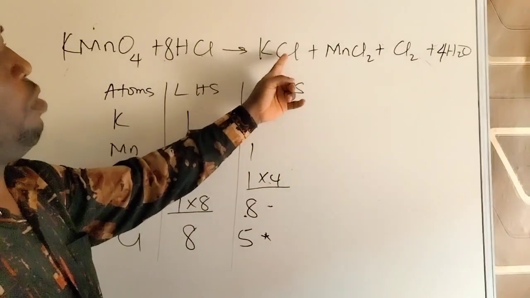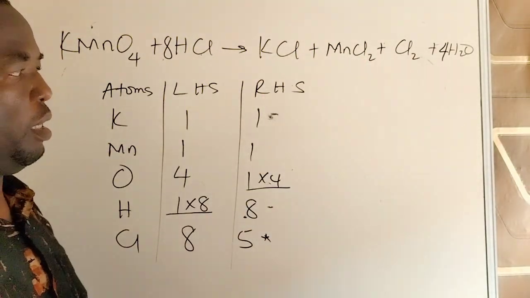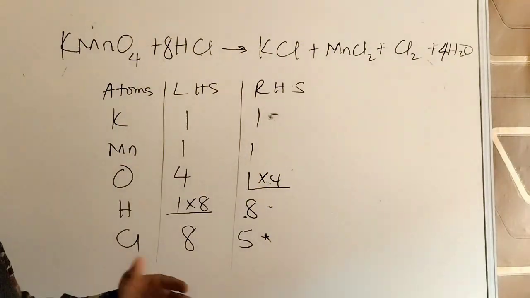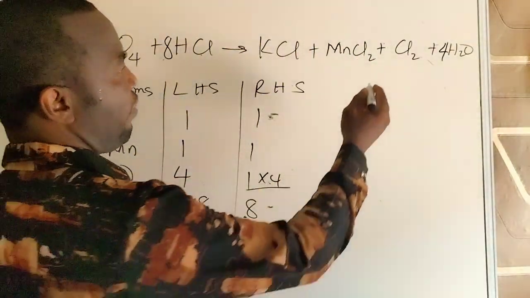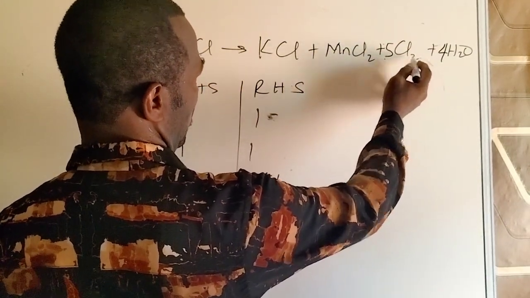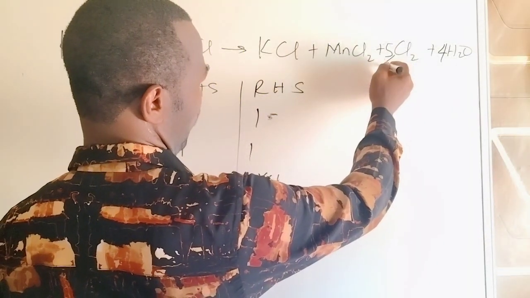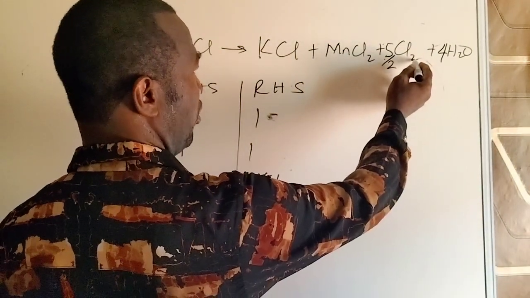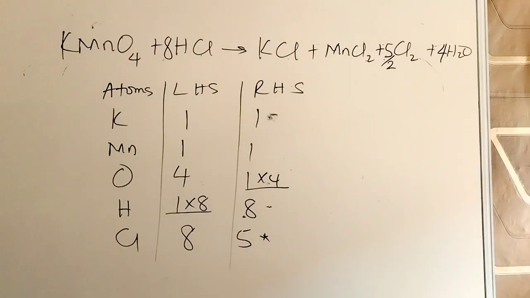Let's count. 1 plus 2, that is 3. 8 minus 3, that is 5. I need an extra 5 to make this 3 equal to 8. So if I put 5 here, 5 times 2 is 10, adding to 3 gives you 13, which is higher. A fraction is required: 5 over 2. 5 over 2 times 2 gives us 5, then plus this 7 plus 1, 8. So it now becomes easy work to do.